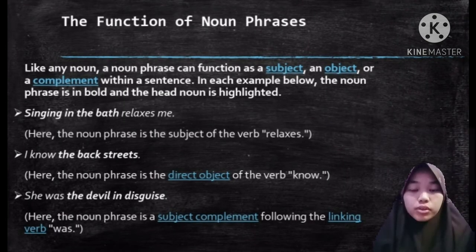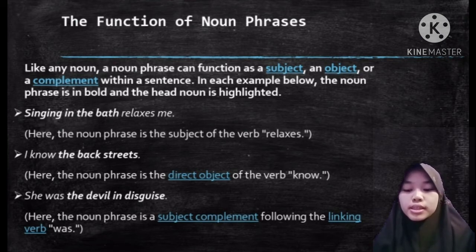The function of noun phrases. Like any noun, a noun phrase can function as a subject, an object, or a complement within a sentence. In the examples below, the noun phrase is in bold and the head or noun is highlighted. Singing in the bed relaxes me. Here, the noun phrase is the subject of the verb relaxes. I know the back streets. Here, the noun phrase is the direct object of the verb know. She was the devil in disguise. Here, the noun phrase is a subject complement following the linking verb was.